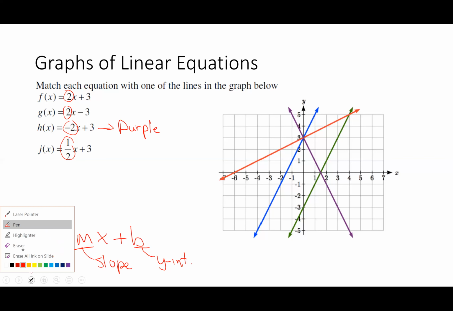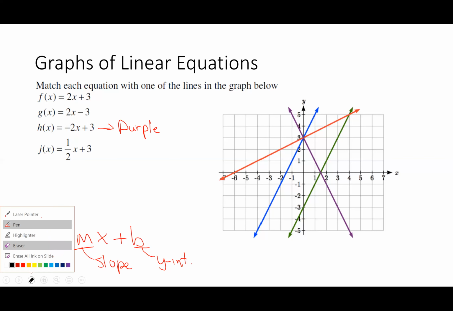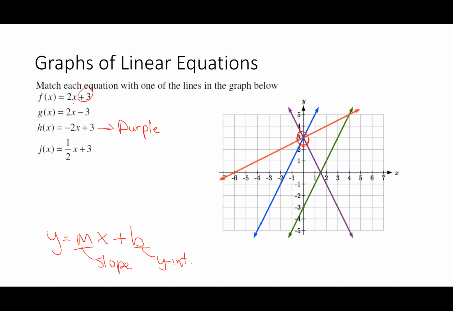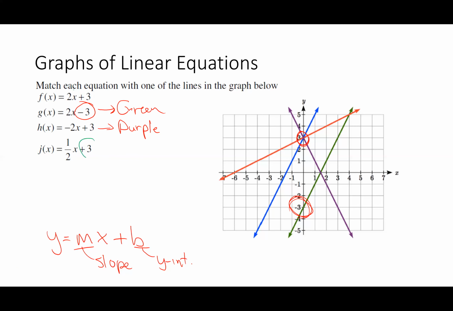Okay. Next, I'm going to take a look at the y-intercepts. So these two equations both have a y-intercept at 3. But this line here has a y-intercept at -3. So that convinces me that g of x is going to be our green line. And now, what I notice in the two functions j and f of x, they both have a y-intercept of 3, which is why they both meet here.